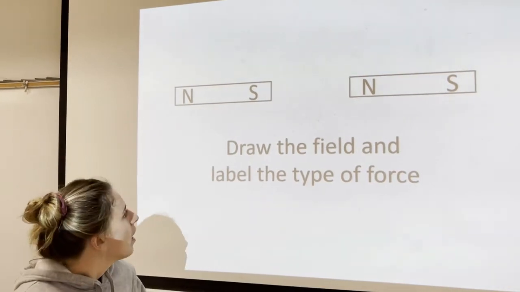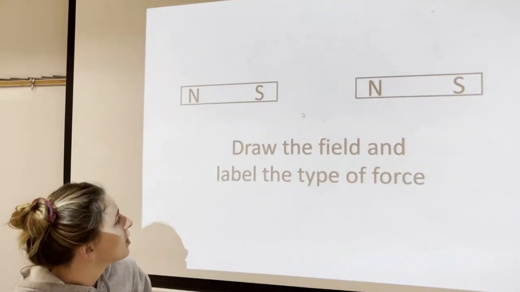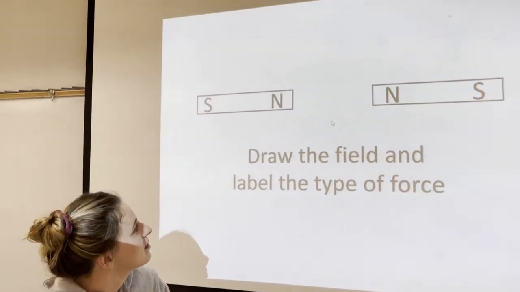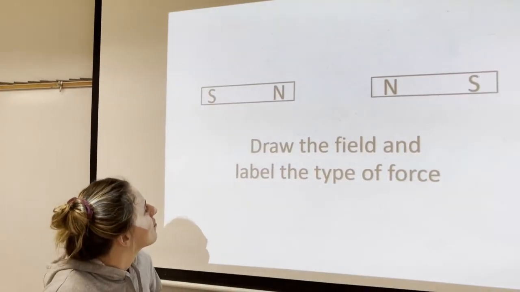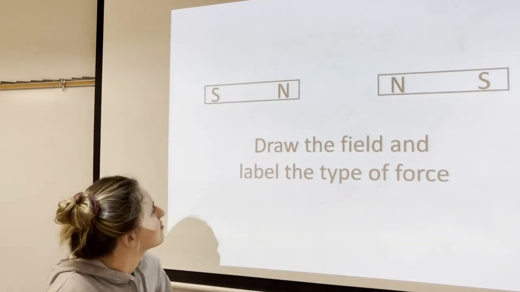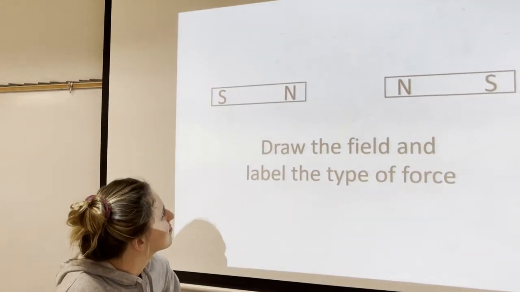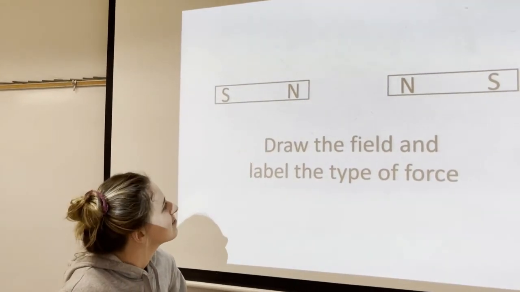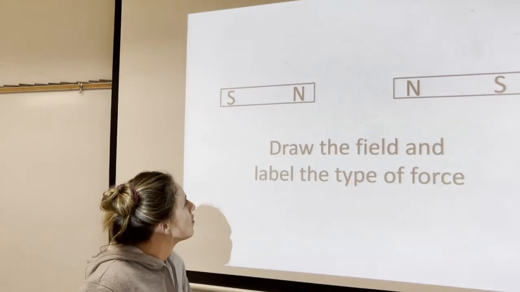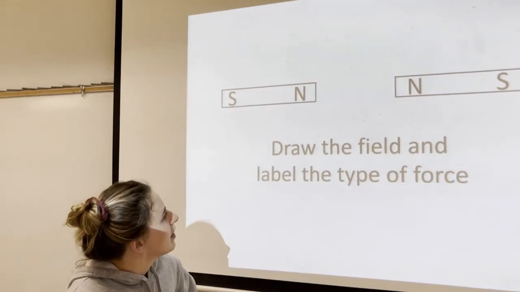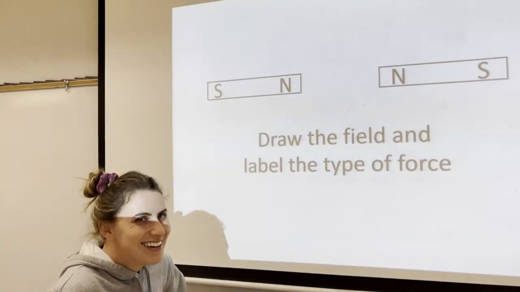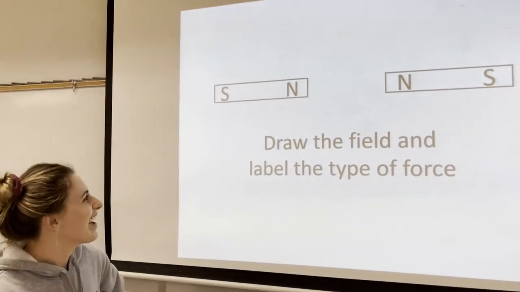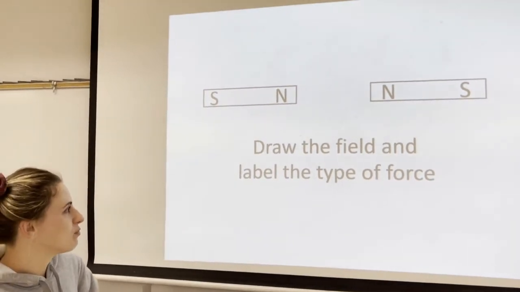Okay, so hopefully you've done that. Here's my next one. Another pair of rectangles, this time S N and N S, like this. Draw the field, including arrows. If you're stuck, look back at the slide from two slides ago. And then tell me, is it attractive, is it repulsive, what's going on here?